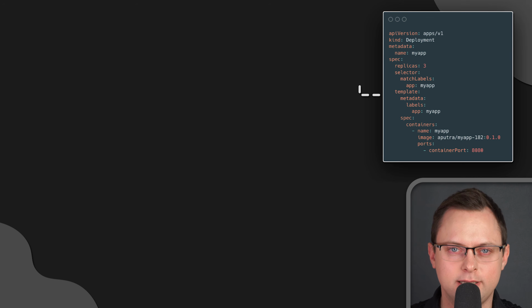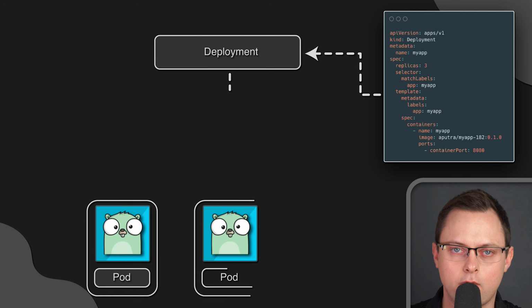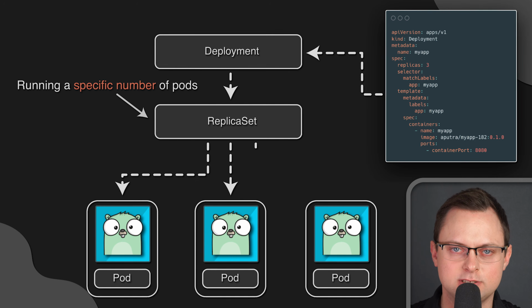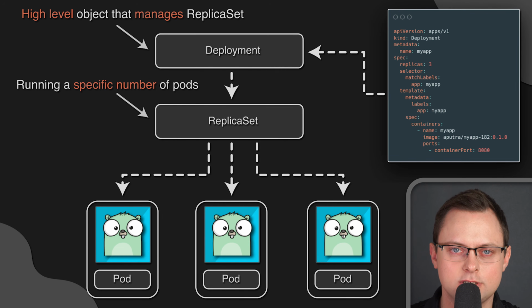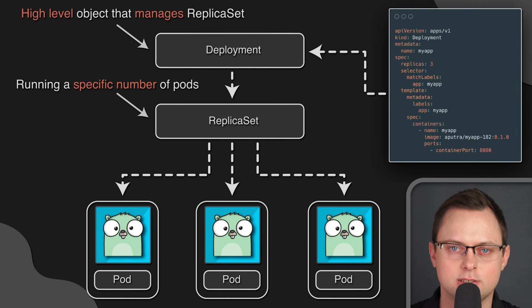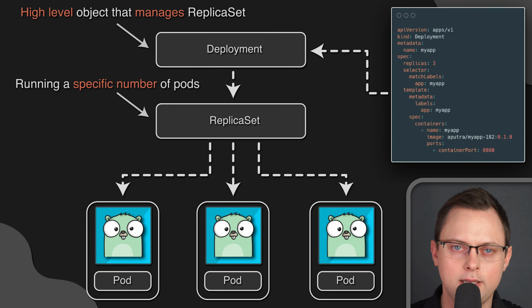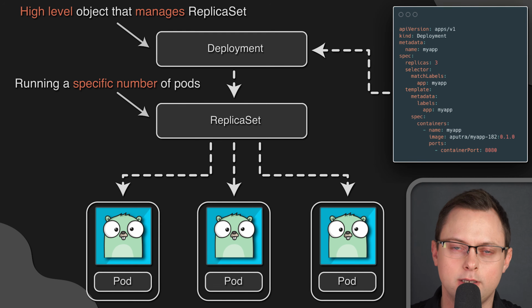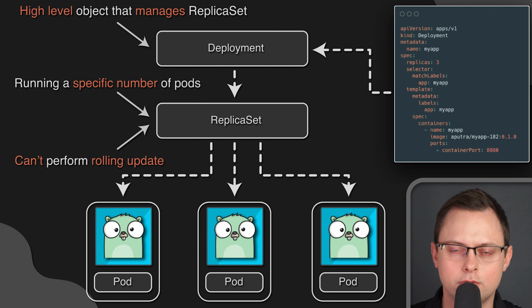The deployment object itself doesn't directly run pods. Instead, it creates a replica set, which is responsible only for keeping a specific number of pods running. A deployment is a higher level concept that manages replica sets and provides declarative updates to pods, along with many other useful features. You can create a replica set directly in the cluster, but it's not possible to perform a rolling update with only a replica set. In this case, you would use a deployment.